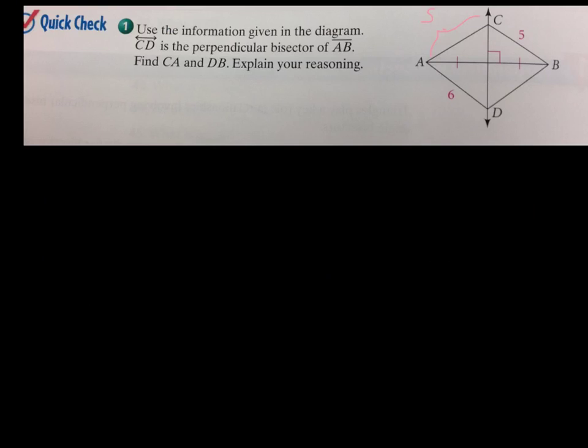Hopefully you decided that AC is going to be 5 because C has to be the same distance from A as it is from B. And DB then would be 6 units because D is the same distance from A as it is from B.